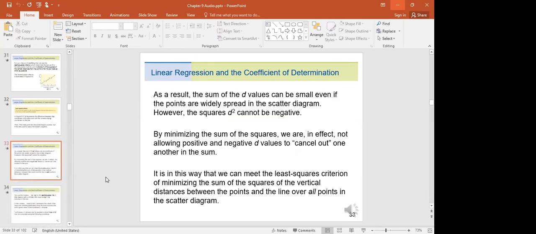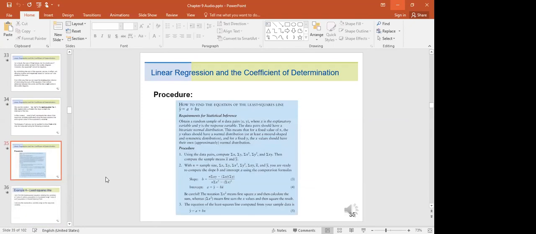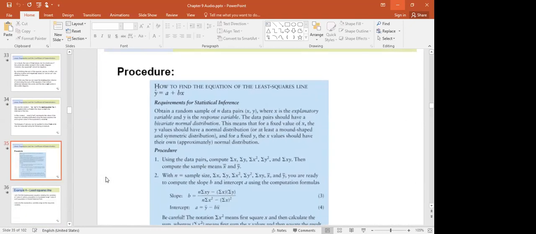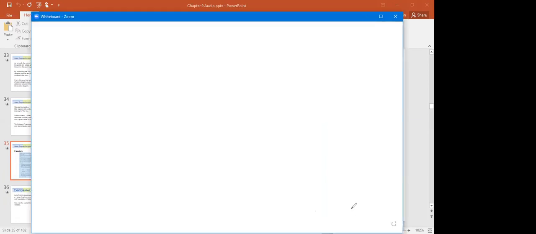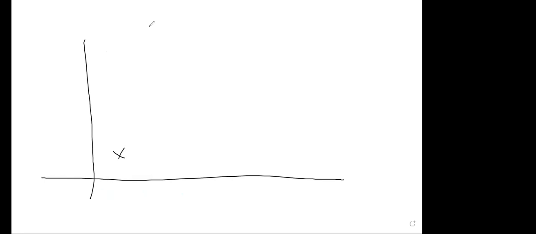So we call it the least square line. And here we have a description of how to obtain it. Let me go to the whiteboard to explain. So suppose we have data represented as a scatter diagram like this.